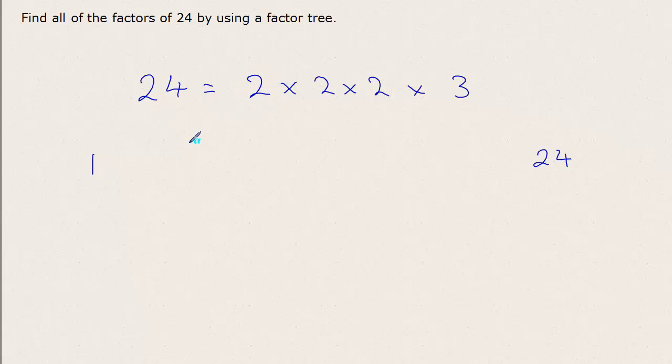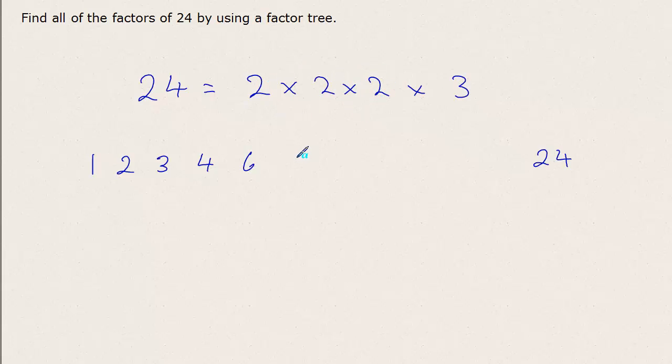So just take a single 2, and 2 is a factor. Just take a single 3, and that's a factor. Take 2 of the 2's together. 2 times 2, 4 is a factor. Let's take one of the 2's with 3. 2 times 3 is 6, so that's a factor. Take all of the 2's together.